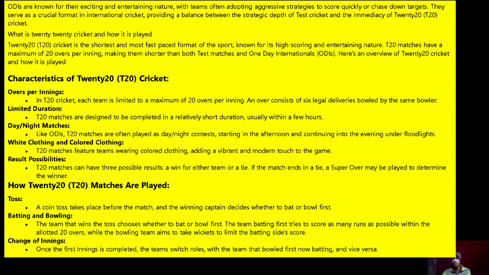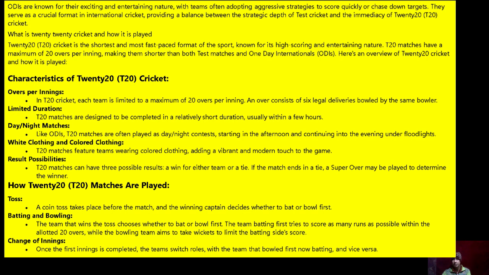Next point, frequency. The Cricket World Cup is typically held after every 4 years. However, the specific timing and the frequency may vary based on the ICC decisions. Qualification. The teams qualify for the World Cup through a combination of their ICC ODI ranking and the regional qualification tournaments.